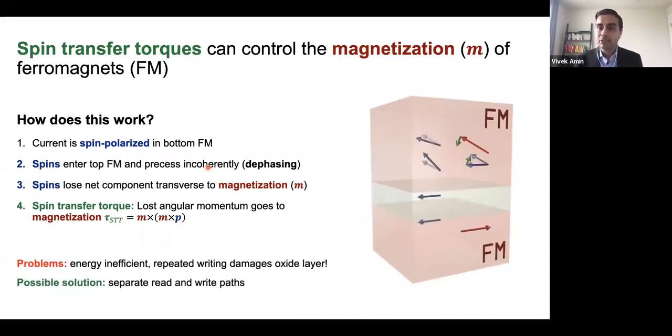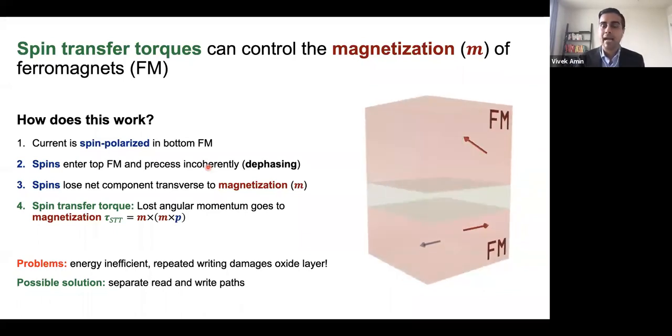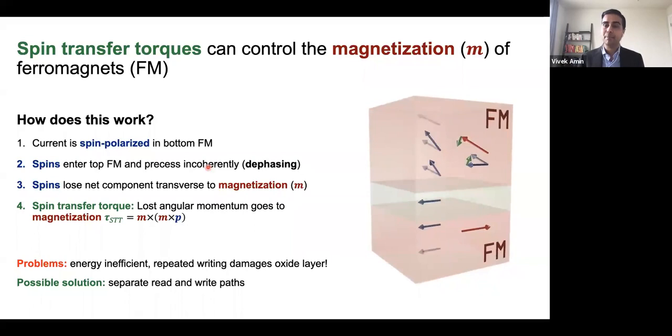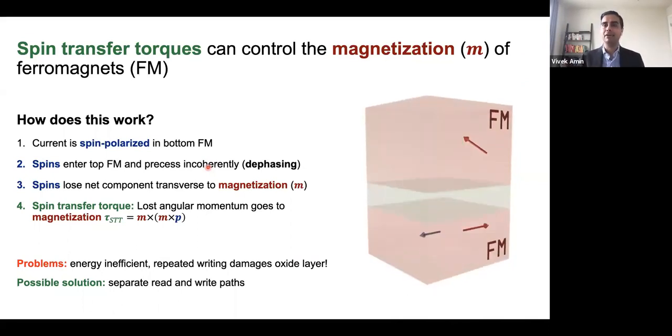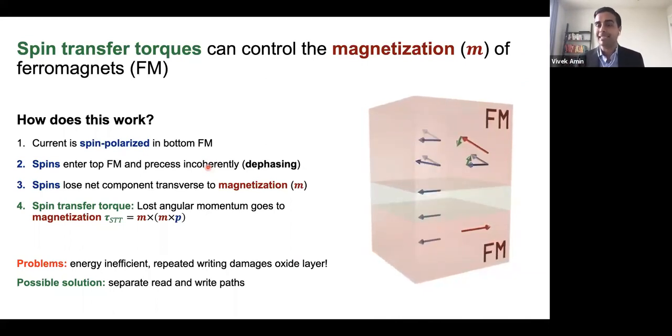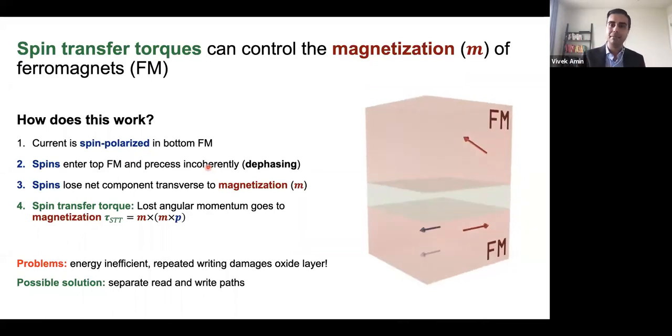Now there's a couple issues with this scheme of controlling the magnetization and switching the top ferromagnetic layer. The first is that it can be potentially energy inefficient because you're running a lot of current through an insulating layer. So you can expect that insulating layer to heat up and to suffer losses through ohmic heating. The other problem is that if you're constantly writing a bit in this way, you're going to be constantly running a large current through an insulating layer, which can eventually damage that layer and lead to breakdown. So one potential way of addressing these problems is to separate the read and the write path.